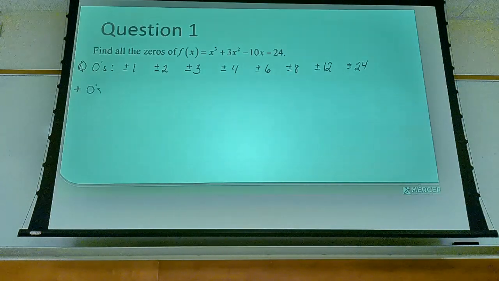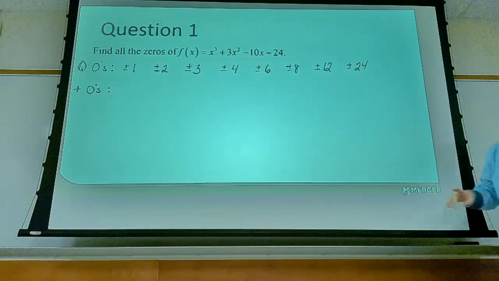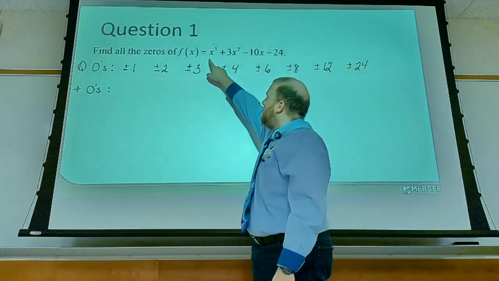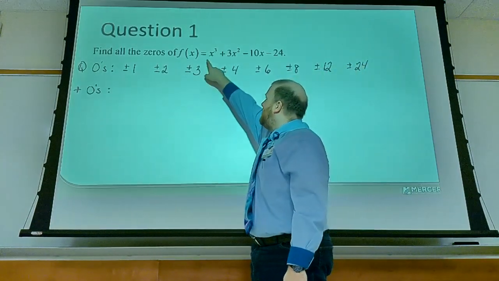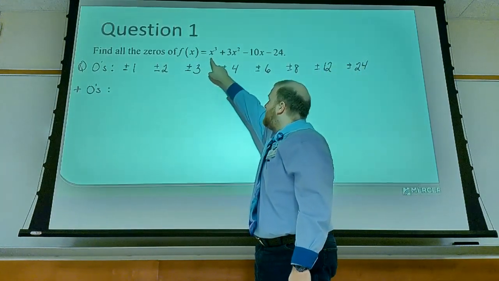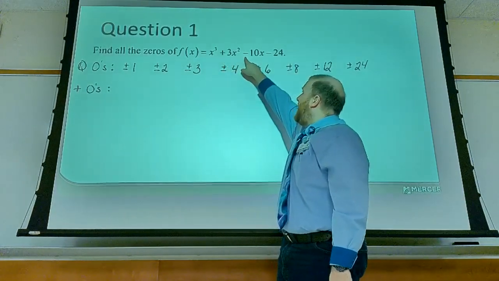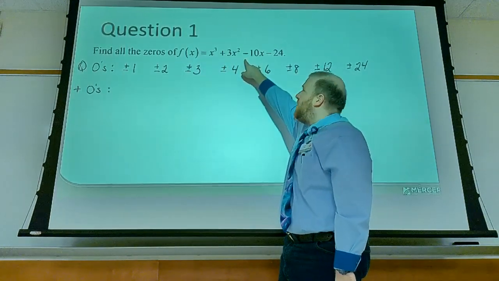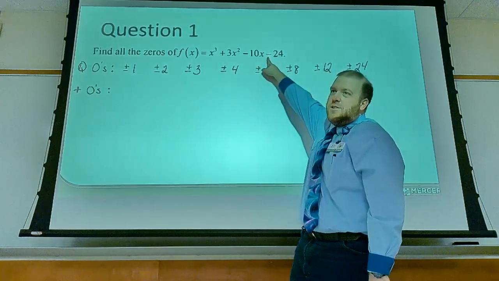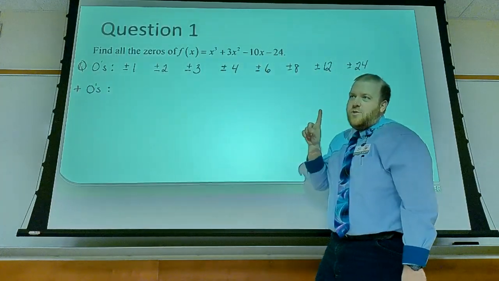Next up, determine how many positive and negative zeros you can have. So we look at f of x, and what we do is we count the number of sign changes. So it's positive, that's not a sign change. Negative, there's a sign change. There's 1. Negative, that's not a sign change. You have one real zero. You have one positive zero.